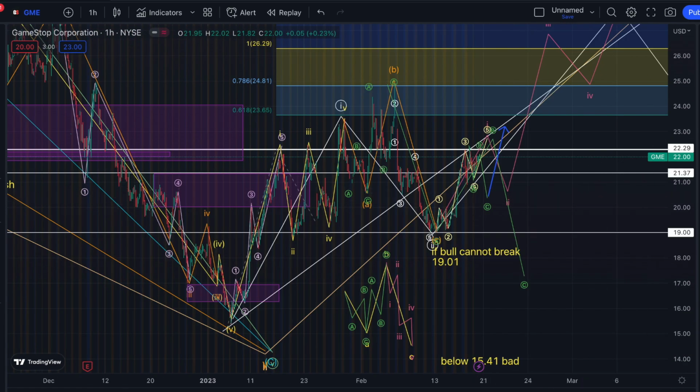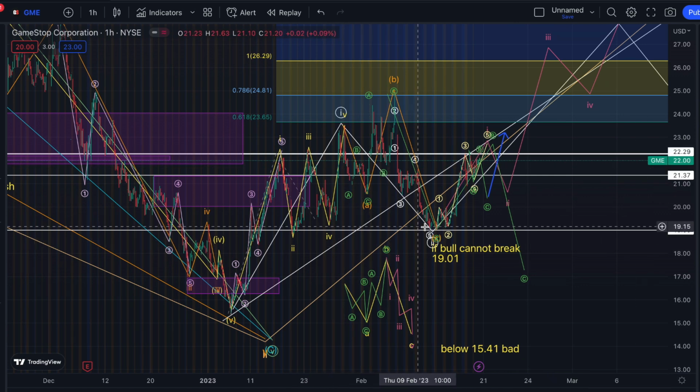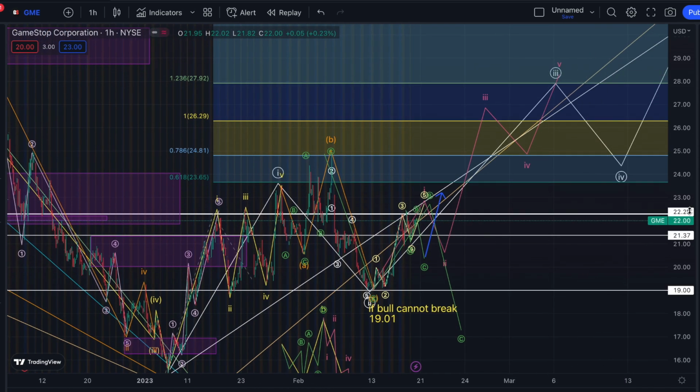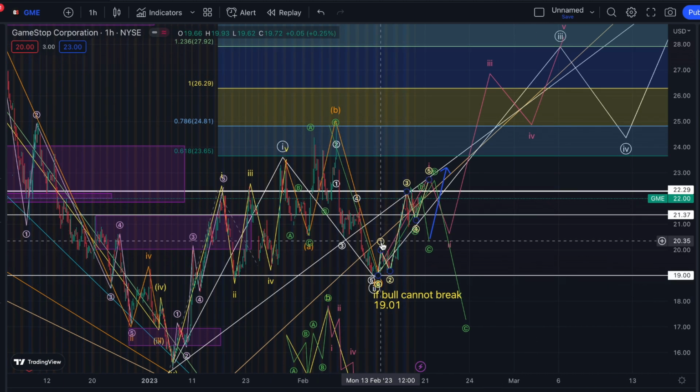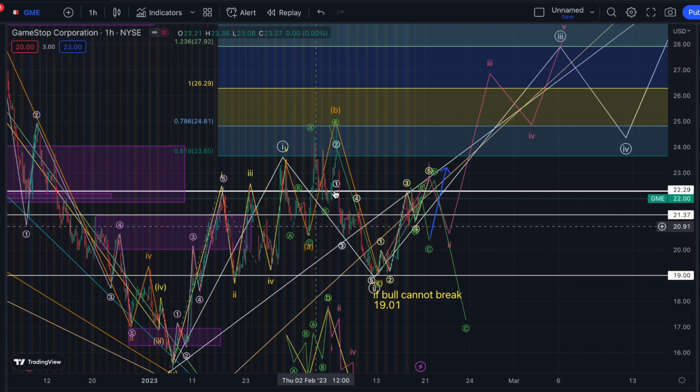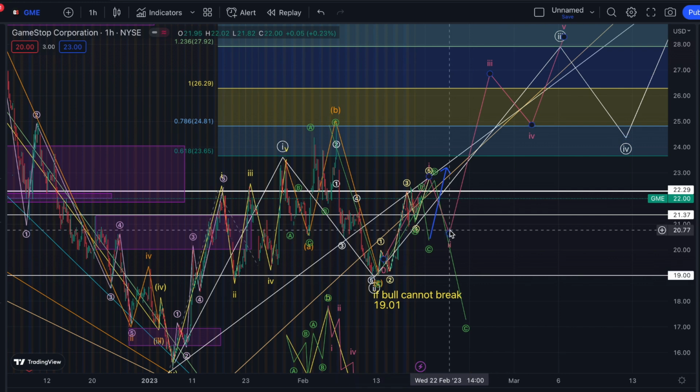So I like to think that this is a 1 and a 2, and we're about to have our 3. And the supporting arguments for this are, first off, we need to hold above 19.01 if the 2 has already bottomed in this flat where you have A, B, and C. If this is correct and that this is A, B, and C into 2, we will not come below 19.01, and then we would expect this type of structure.